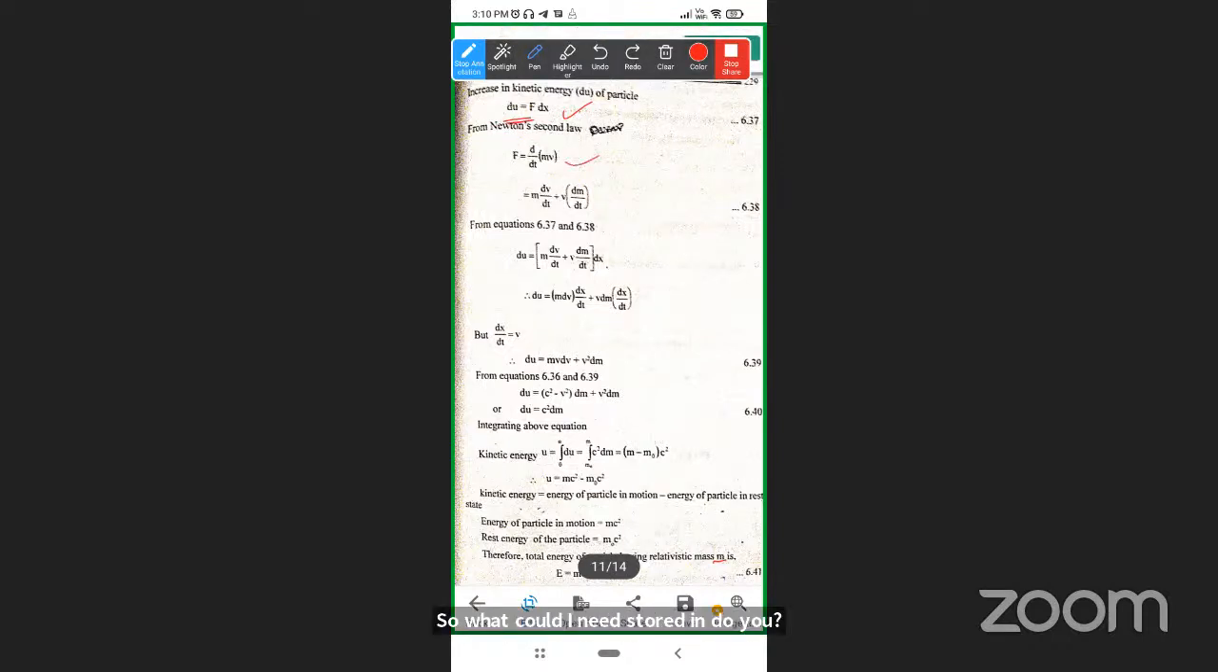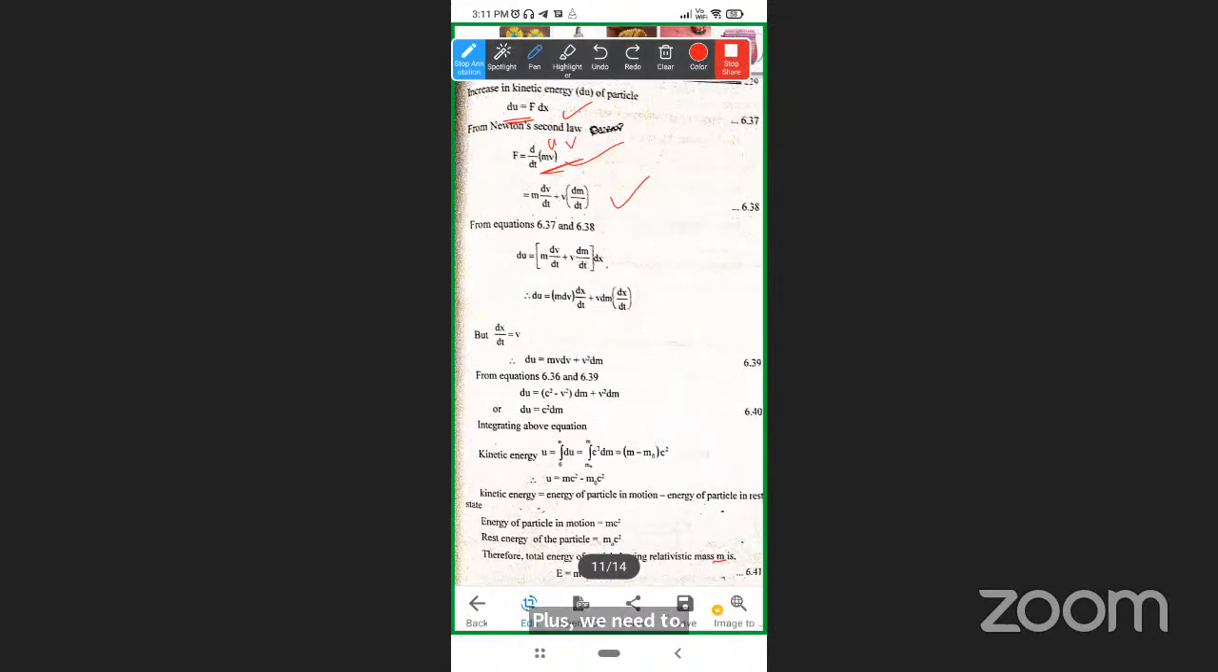From Newton's second law, F is equal to d by dt into mv. F is equal to m a, where a means acceleration, that is dv by dt. So you can write d by dt into mv. This is differentiating by the uv method: m constant, dv by dt, plus v constant, dm by dt. So it is m into dv by dt plus v into dm by dt.